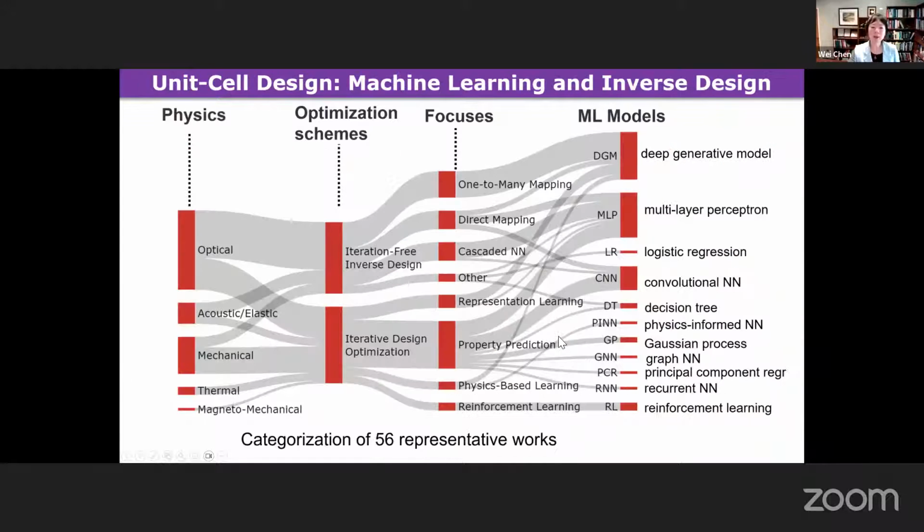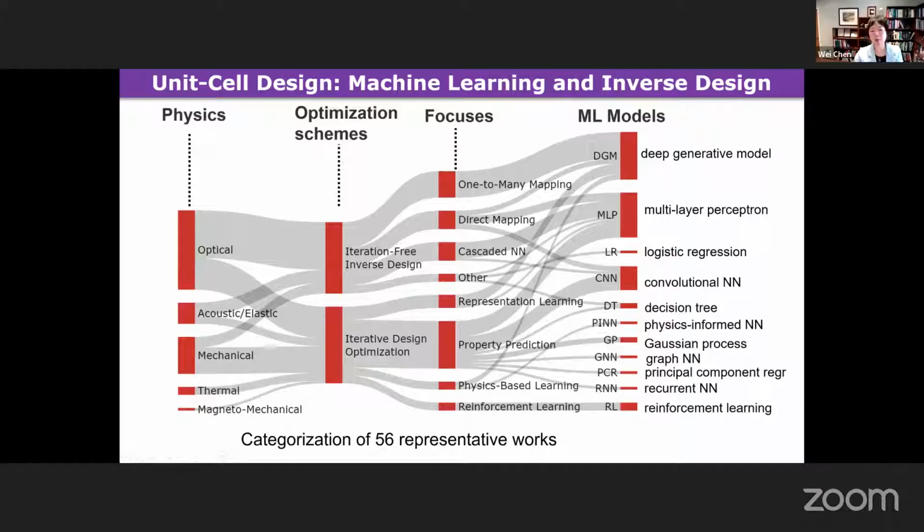So now with the data set that we have, a high quality data set, we can use machine learning techniques. And here is a diagram based on close to 60 papers that we looked at. We classify them into what physics they touch: optical, acoustic, mechanical, thermal, and what kind of machine learning methods they use. You can see that deep generative models have been gaining more ground these days. And also what kind of optimization scheme. And I think the other two speakers will get into more of this topic.